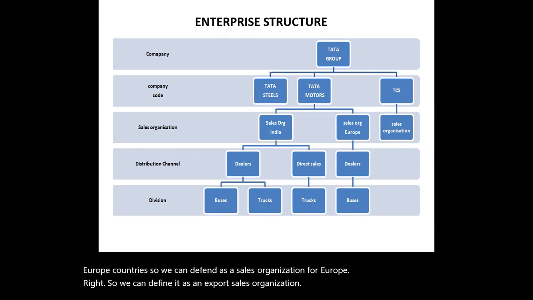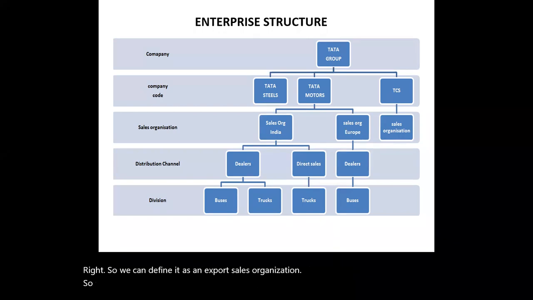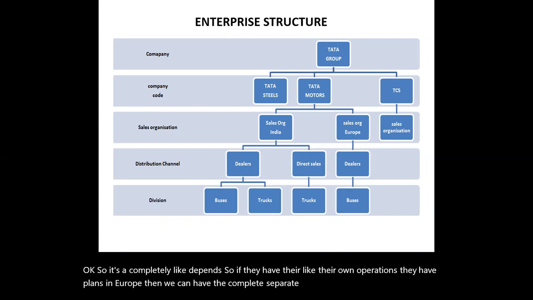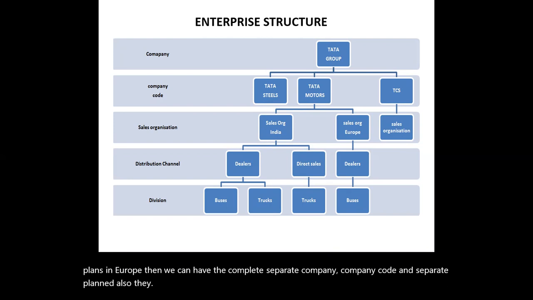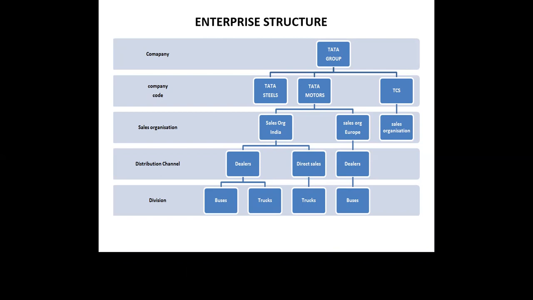Okay, got it. So it completely depends. If they have their own operations and plants in Europe, then we can have a completely separate company code and separate plant there. I think it all depends on how the business wants to do it. It makes sense to separate the sales between different countries, but the structure would probably be defined by the business, I believe.